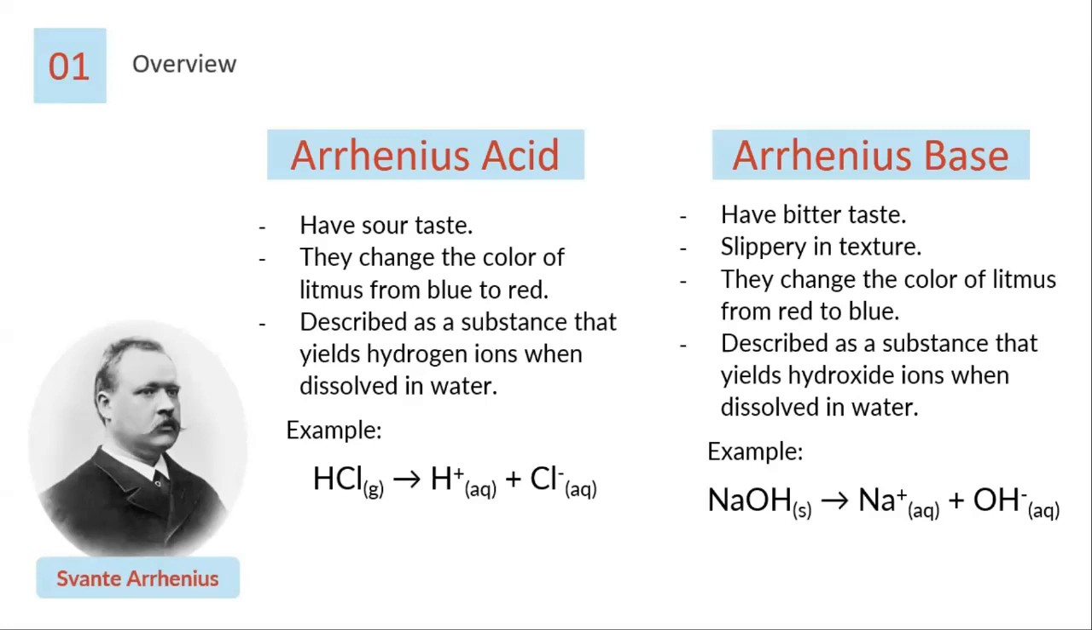The common examples of Arrhenius acids include hydrochloric acid, sulfuric acid, and nitric acid. Arrhenius bases are compounds that increase the concentration of hydroxide ion in aqueous solution or have at least one hydroxide ion in the formula. The common examples of Arrhenius bases include sodium hydroxide, potassium hydroxide, calcium hydroxide, magnesium hydroxide, and ammonium hydroxide.